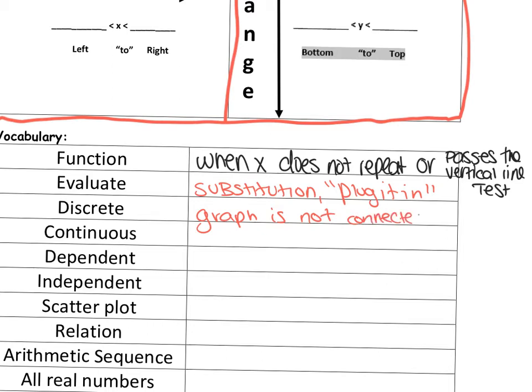So on the right, I'm going to draw a quick picture. It would be something like with dots. Okay. Continuous is when the graph is connected. Again, I am going to draw a picture. Feel free to draw these pictures as big as you want. And that'll be continuous. All right, dependent is going to be your y values. Independent is going to be your x values.